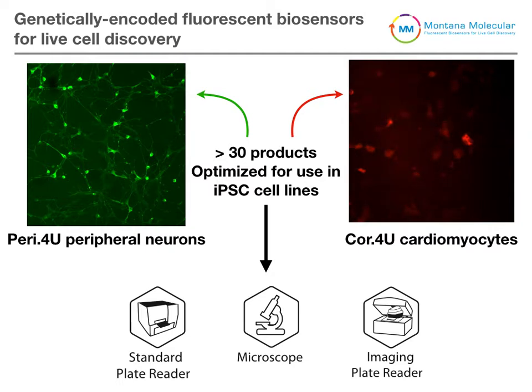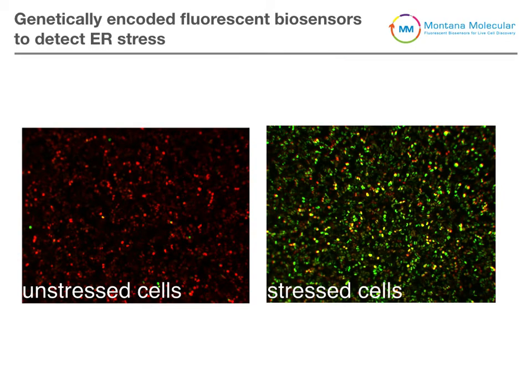Today, I'll be telling you about the use of our newly developed stress biosensor for use in Cor.4U cardiomyocytes and screening for cardiotoxicity. The stress sensor is capable of detecting mediated cell stress. On the left, you'll see unstressed cells are marked by a red fluorescent nuclear localized protein. If we induce stress by adding a stressing compound, we induce a green fluorescence, which can be seen on the right.